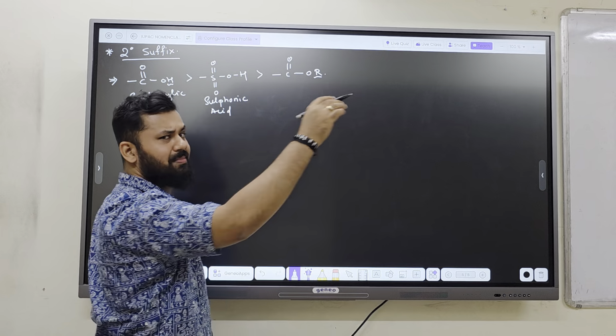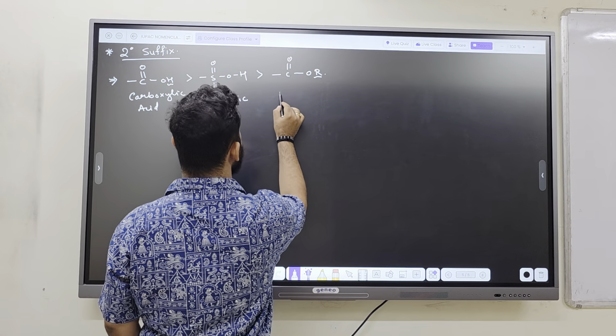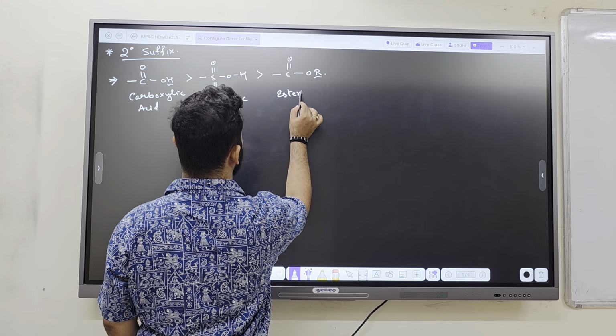Sir, what is R? Some carbon chain. 1 carbon, 2 carbon, 3 carbon. It could be any carbon chain. They are called esters.